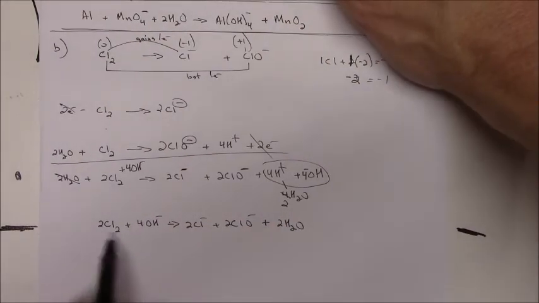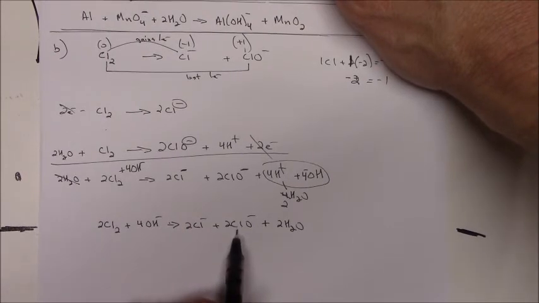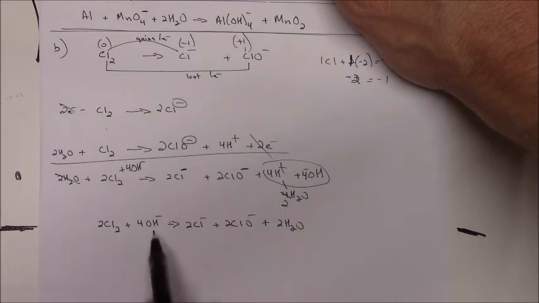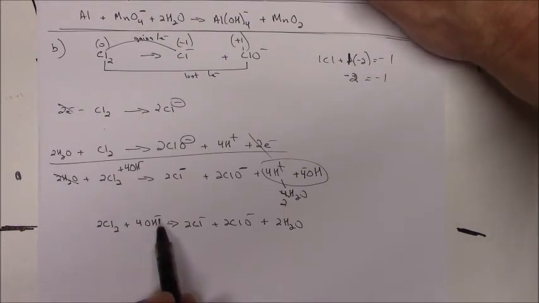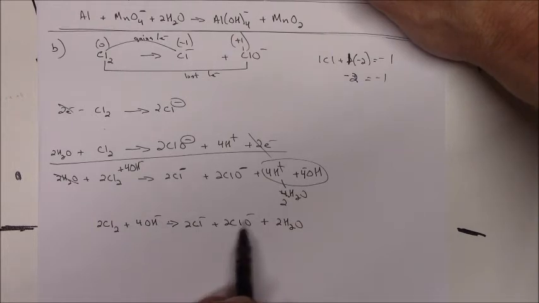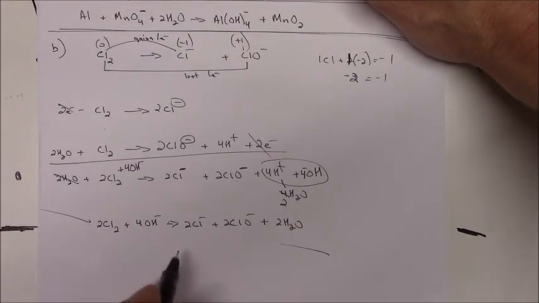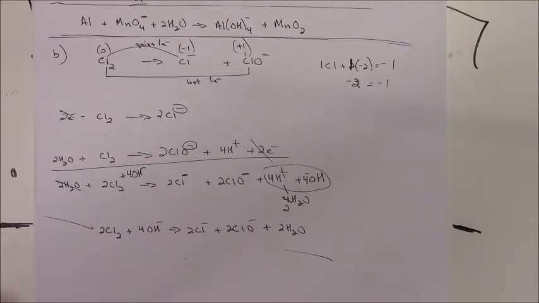Double check. 4 chlorines. 1, 2, 3, 4 chlorines. 4 oxygens. 2, 3, 4. 4 negatives. 2 of these, 4 negatives. So that's balanced. So this is balanced in basic conditions. So that's good. 3 more to go.